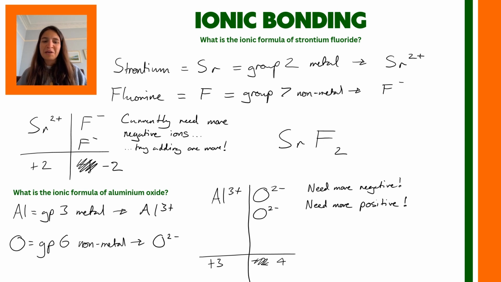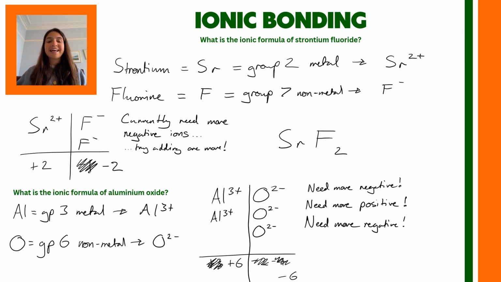That's okay. You keep going. So now I need more positive charges. So what happens if I add another aluminium? Okay, now I've got plus 6 and minus 4. I'm still not quite there. I need more negative charges. Eventually, you do get there. If I add one more oxide ion, I get plus 6, minus 6, that's balanced. So what did I have? I had 2 of the aluminium, Al2 at the bottom, and I had 3 of the oxide ion, so O3 at the bottom there.